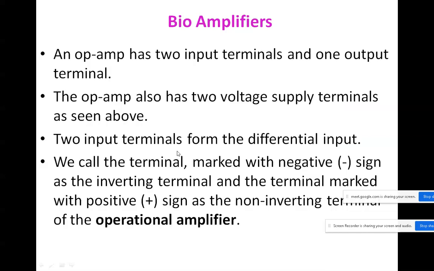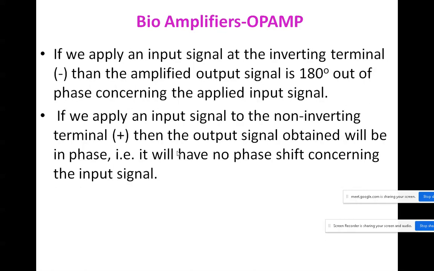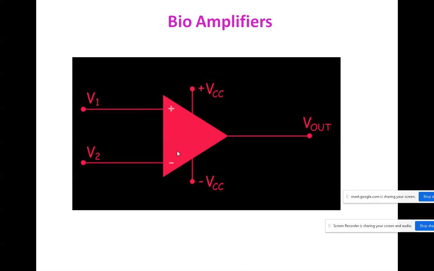You see, the op-amp also has two voltage supply terminals as in the figure, and two input terminals for the differential input. We call the terminal marked with a negative sign the inverting terminal, and the terminal marked with a positive symbol the non-inverting terminal of the operational amplifier. Because of the positive sign, this is the non-inverting terminal, and because of the minus sign, this one is the inverting terminal.